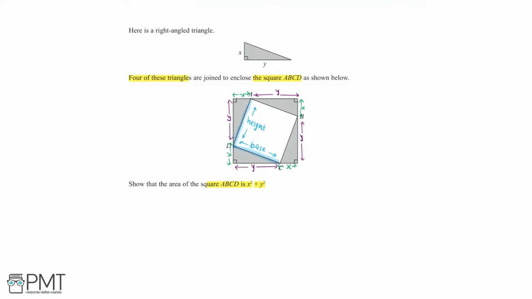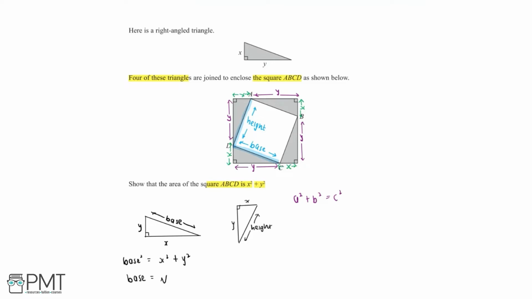So now how do we go about finding the length of the base and the height? Well, since we're given the right-angled triangle, we can find the hypotenuse. And so taking a look at our diagram, the hypotenuse of the right-angled triangle is equal to the base and the height. Now we know that Pythagoras' theorem states that a squared plus b squared is equal to c squared, where c is the hypotenuse of a right-angled triangle. Now to find the base, we can say that the base squared is equal to x squared plus y squared, and so the base is equal to the square root of x squared plus y squared.